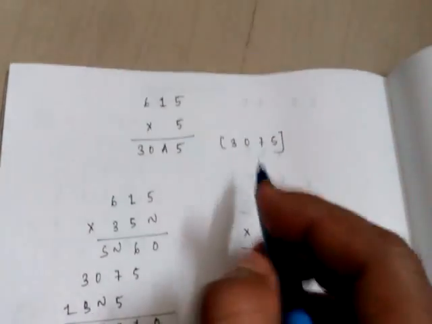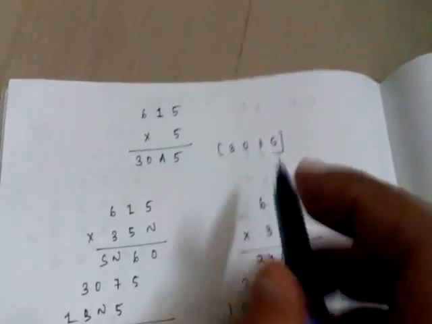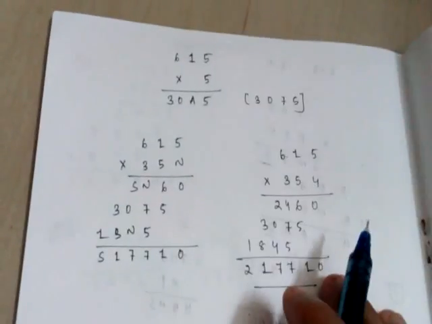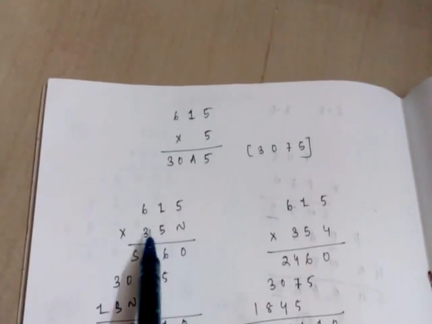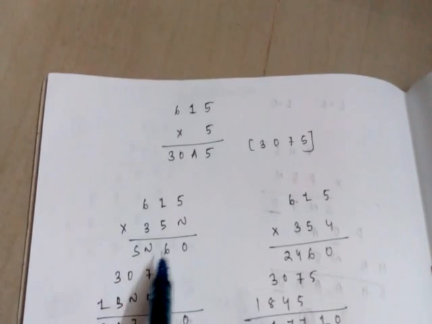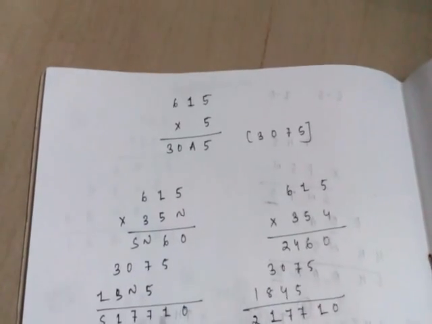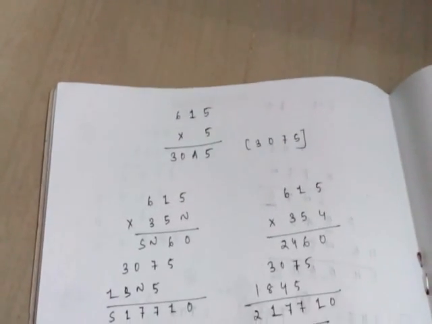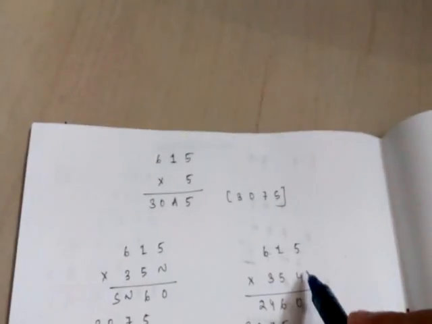Next we put the H value as 1 and the P value as 6, so that it becomes 615 into 5 equal to 30A5. Now it becomes very easy. Now we can get the values. How? 615 into 35N gives XN60, and the second value will be 3075, and the third value is 1BN5. So the output will be S17710.